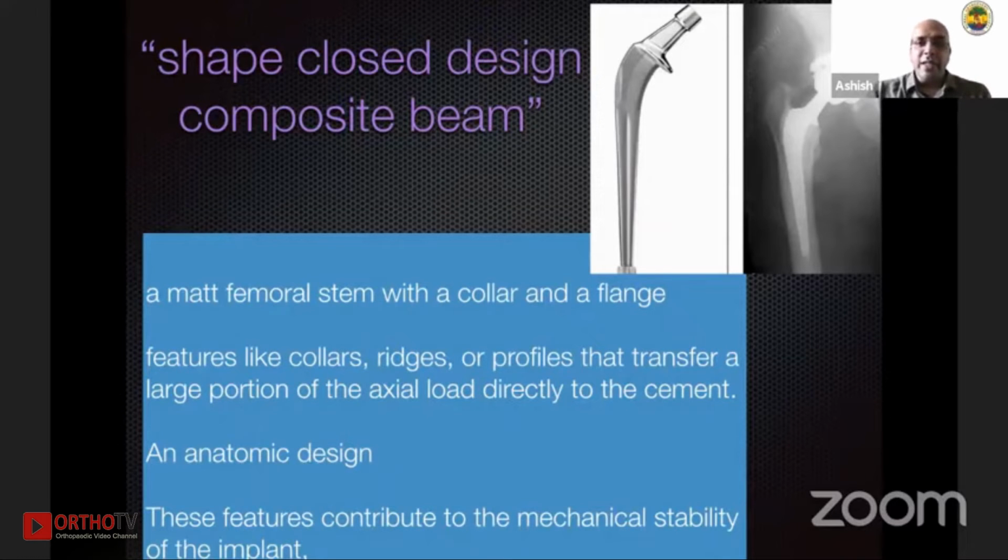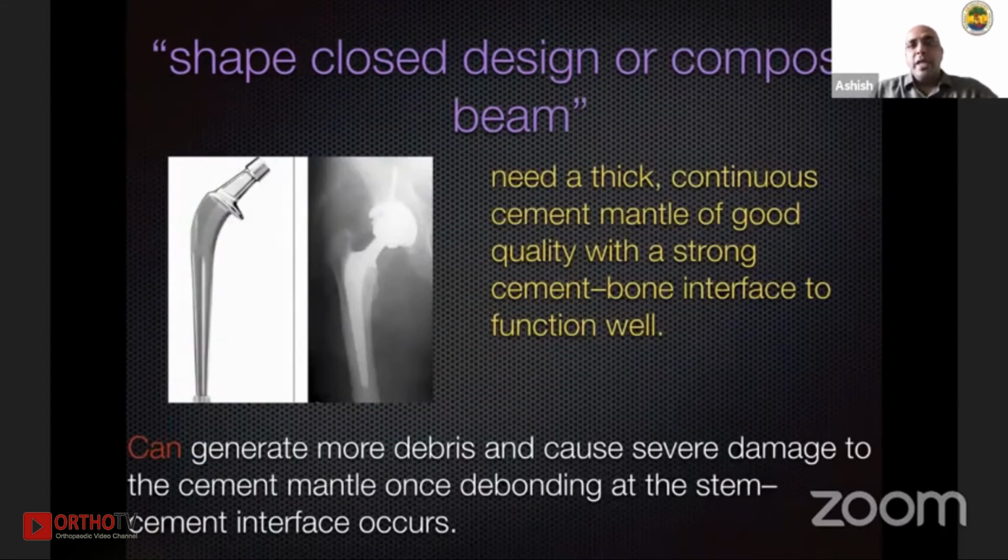They have other features like ridges or a profile that can transfer a large portion of the load from the stem to the cement. They're generally anatomic. They could be anatomic, and there are a lot of designs that also come with a symmetrical design. These features contribute stability to the implant. So when you're using a shape closed design or a composite beam design, we need a thick or continuous cement mantle of good quality with a strong cement bone interface to function well.